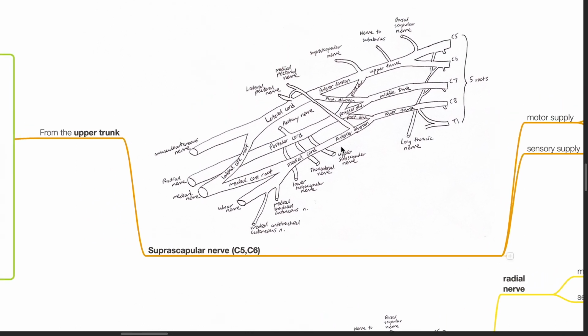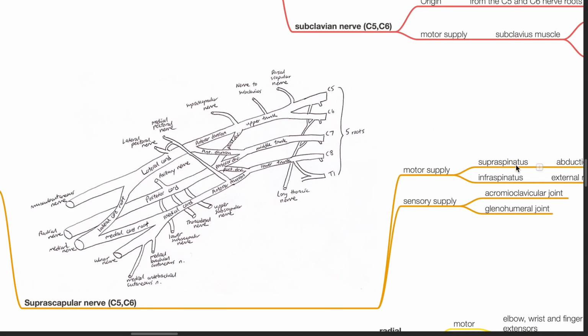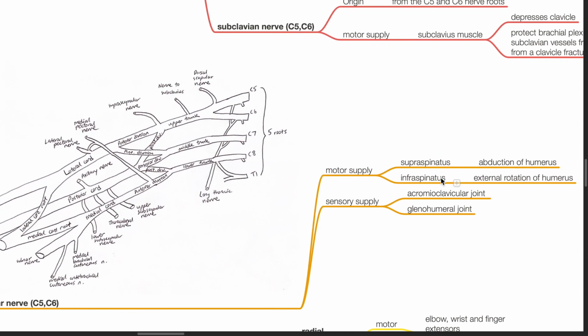From the upper trunk emerges the suprascapular nerve, which supplies the supraspinatus and infraspinatus. The supraspinatus helps in abduction of the humerus and the infraspinatus in external rotation of the humerus. The suprascapular nerve also provides sensory supply to the acromioclavicular joint and the glenohumeral joint.